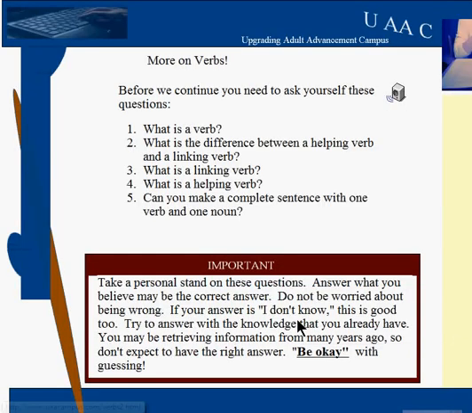So now we're going to go to next. And that is more on verbs. Before we continue, you need to ask yourself these questions. What is a verb? What is the difference between a helping verb and a linking verb? What is a linking verb? What is a helping verb? Can you make a complete sentence with one verb and one noun?